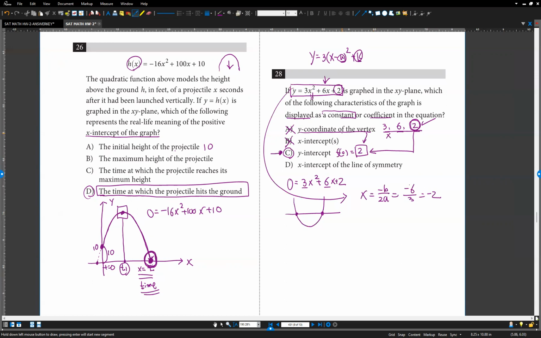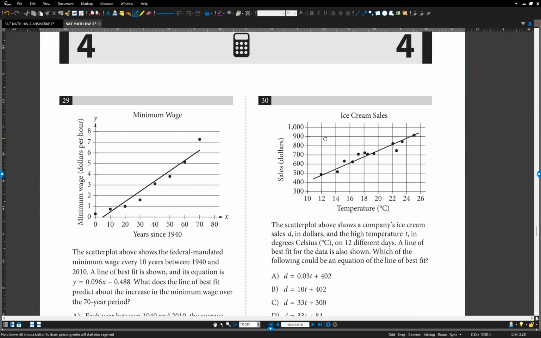You guys okay with this? That's right. All right, move on to number 29.